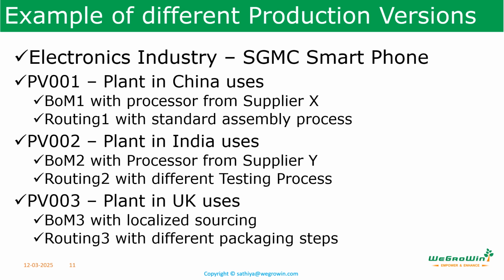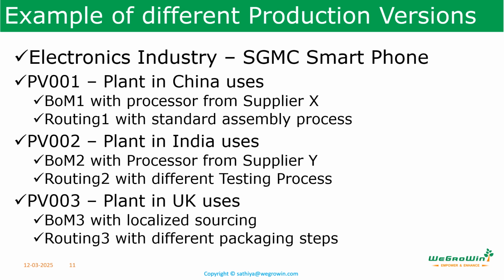When the same product is made in India, they are using processors from supplier Y, maybe with a slightly different specification, but at the same time meeting the requirement. Routing 2 has a slightly different testing process, because of the available instruments. So different BOM, different routing. Here we need to have a different production version for the same product.